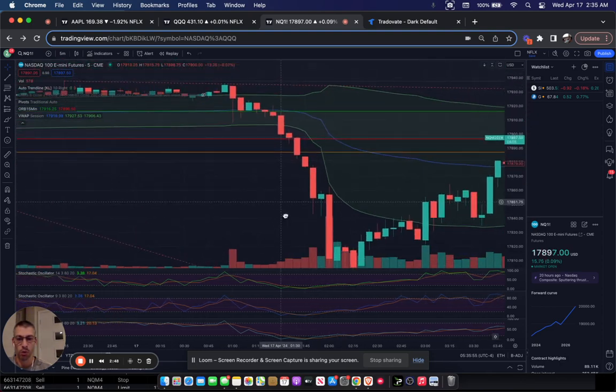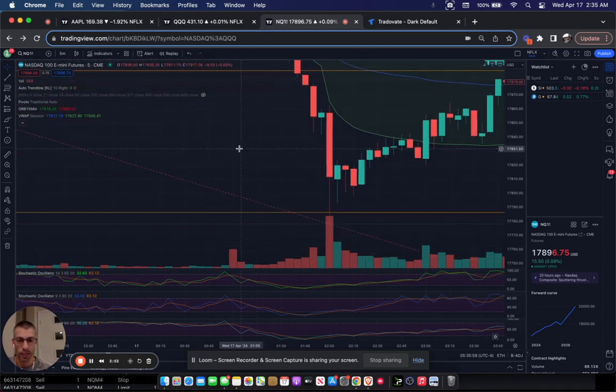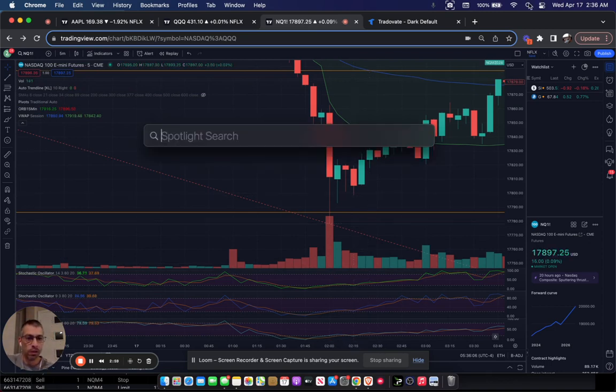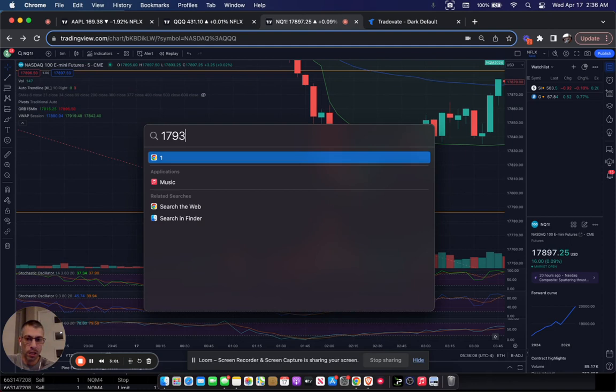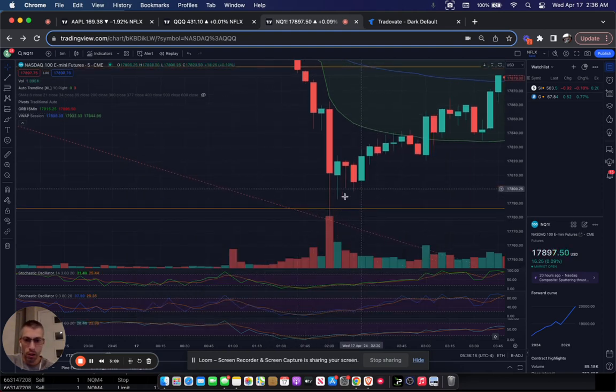an hour, it dumps from 17,935 to 17,778. 17,935 minus 17,778, that's 157 points. Okay. And look, we finally see some pivot points happening.